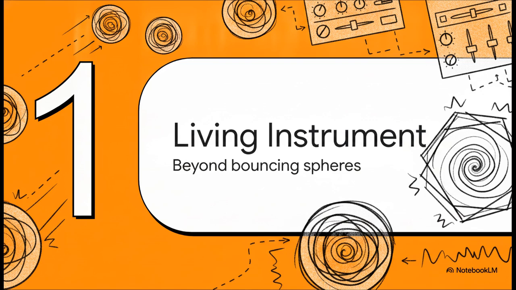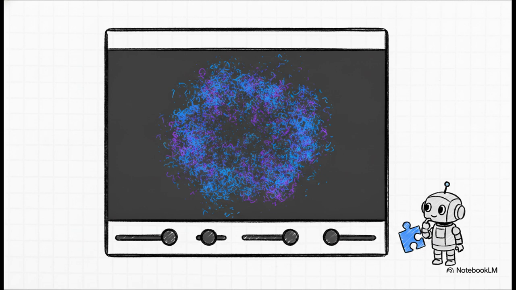Section 1. The Living Instrument, Moving Beyond Bouncing Spheres. If you've tinkered with code before, you've probably done the whole make a basic shape bounce across the screen thing. It's a classic beginner step, right? But the Chaos Equalizer is designed to feel like real software right out of the gate. We're talking about building a Pygame window, 900 by 700 pixels with this really deep, dark background. Inside that window, you've got 100 glowing particles just drifting and orbiting around.